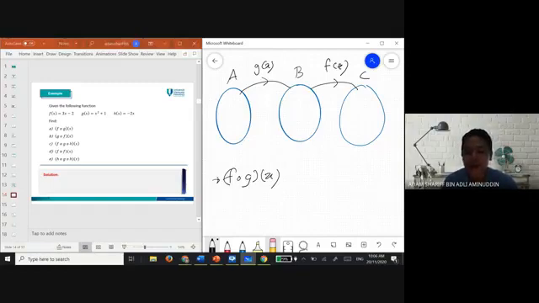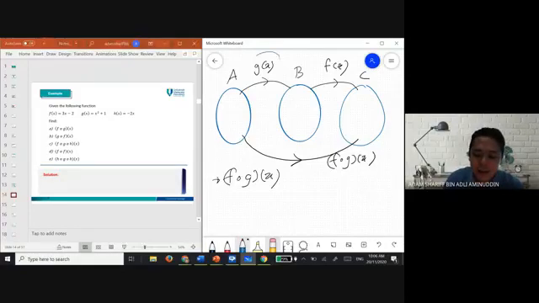So if we try to composite G and F, A directly to C, then this will be F, G, X. Nampak kat sini, GX ni menjadi input kepada F. Okay, the whole conversion of GX becomes the next input to FX. So how to represent a composite function jika diberi nilai? Mari kita tengok how to solve this.